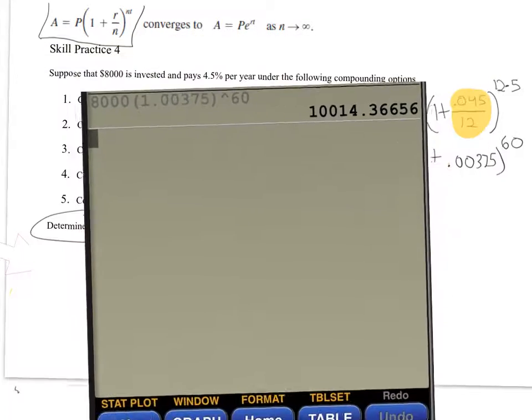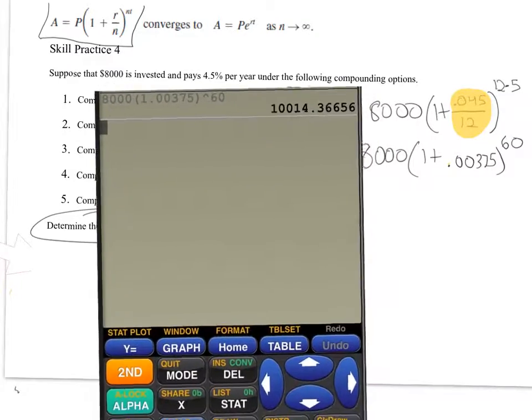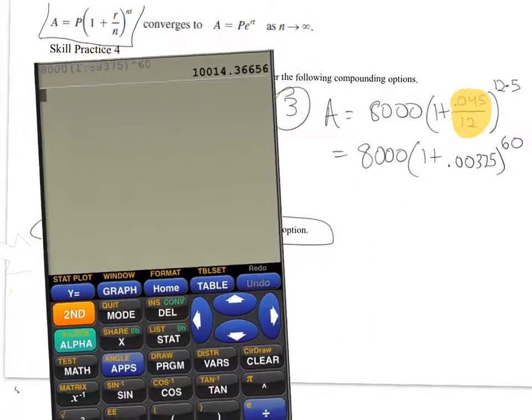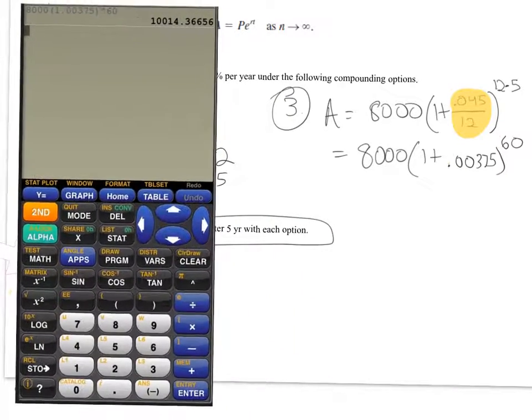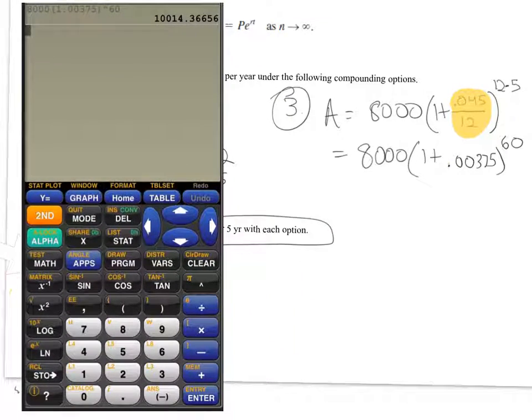And let's go ahead and round this to the nearest cent, since we're talking about money here. All right, so our final answer here, I'm going to write this down, ends up being $10,014 with 37 cents. All right, so that's problem number 3 for you.